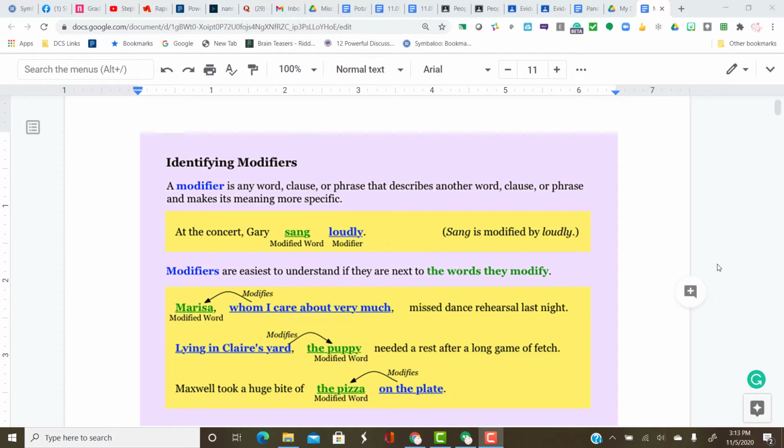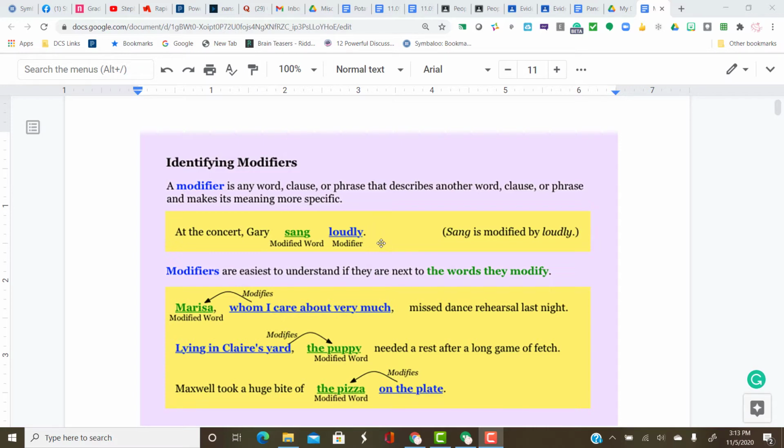First slide here. As it shows, a modifier is a word, phrase, or clause that describes another word, phrase, or clause. For words, we can use this first example. At the concert, Gary sang loudly. Loudly is a modifier. It modifies the verb sang, telling how Gary sang. So it's an adverb.